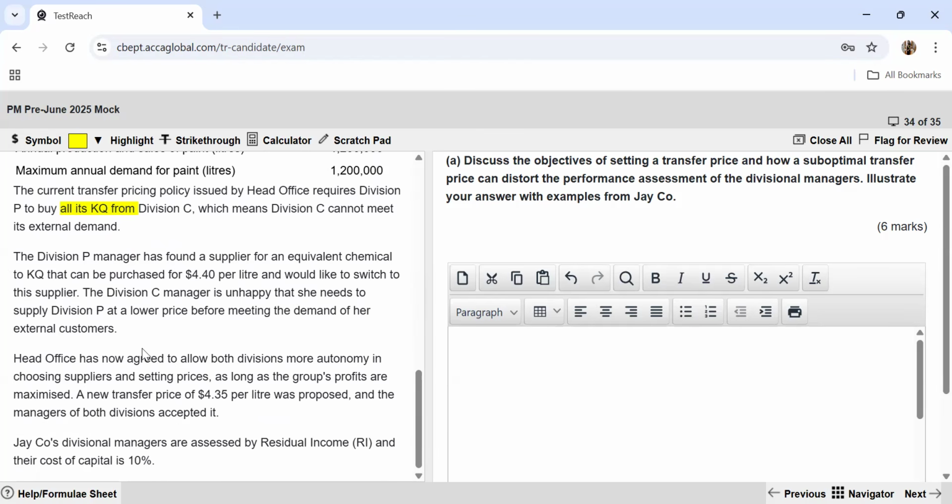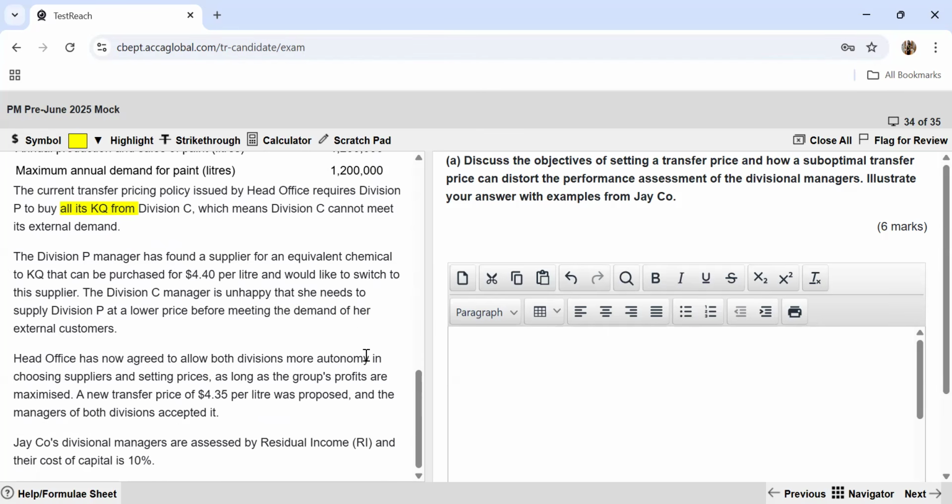Head office has now agreed to allow both divisions more autonomy in choosing suppliers and setting the prices as long as the group's profits are maximized. A new transfer price of $4.35 per liter was proposed, and the managers of both divisions accepted it. J Company's divisional managers are assessed by residual income, and their cost of capital is 10%.